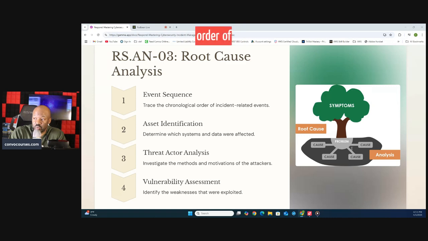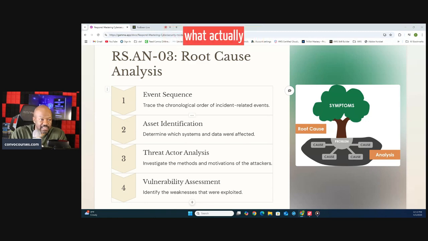Trace the chronological order of the incident-related events. What happened step by step to figure out how this actually occurred. And you can get to the bottom of things by continuing to ask why. Why did this happen? You just keep asking that question and you'll get to the bottom of it. Asset identification: determining which systems and data were affected. What actually was affected? And this goes all the way back to the identify function. If we don't know what systems we have, how can we identify the assets that were affected? It's really, really important to have a baseline to figure out what was affected.